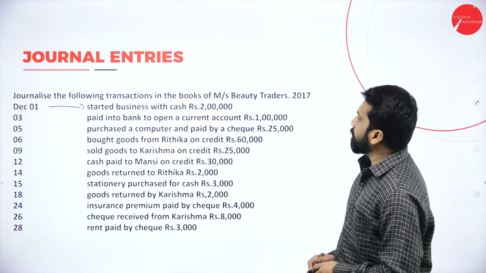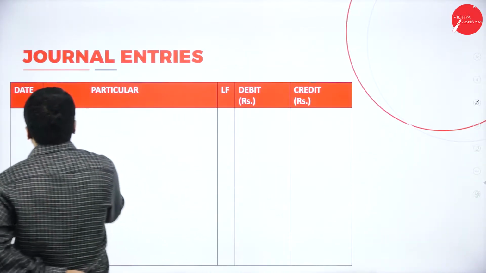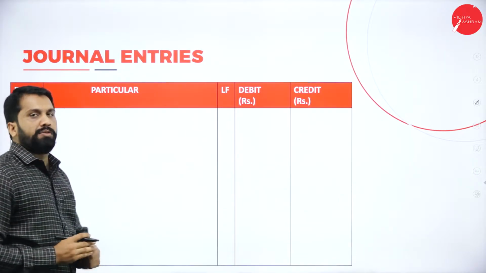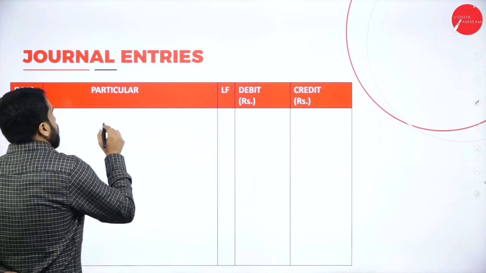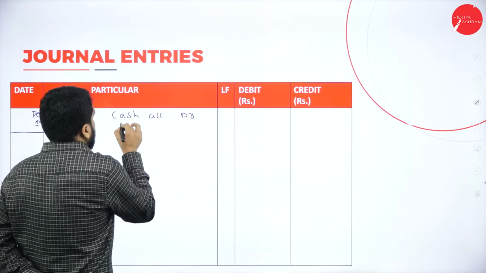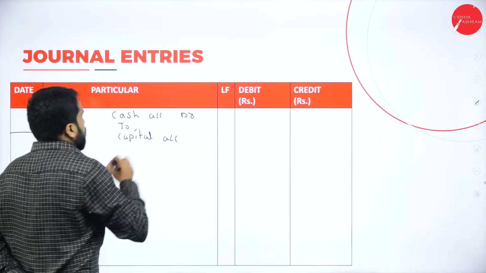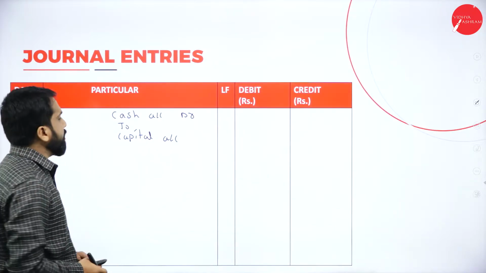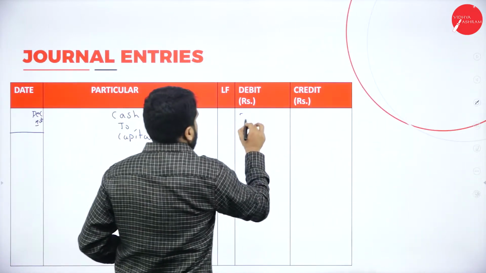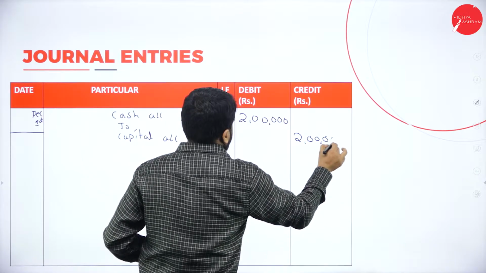So December 1st, cash account debit to capital, 2 lakh. December 1st, what we have: cash to capital. Your first one, cash account debit to capital account. So what will be the amount? I'll go back to that. Your amount is 2 lakh. So this will be 2 lakh as well as 2 lakh.